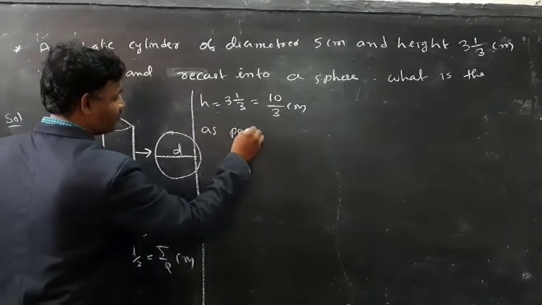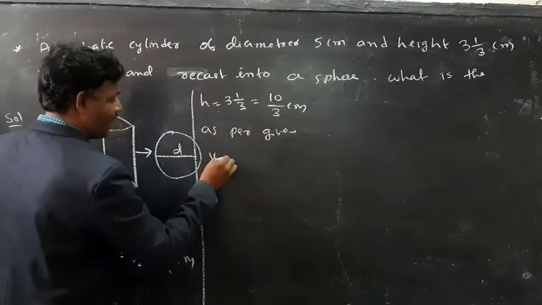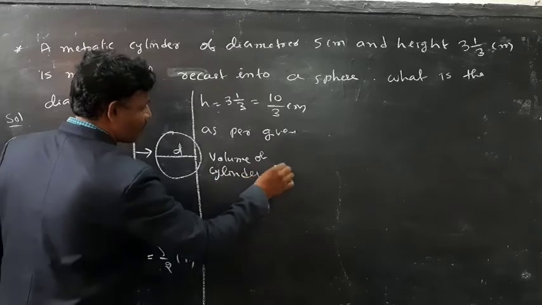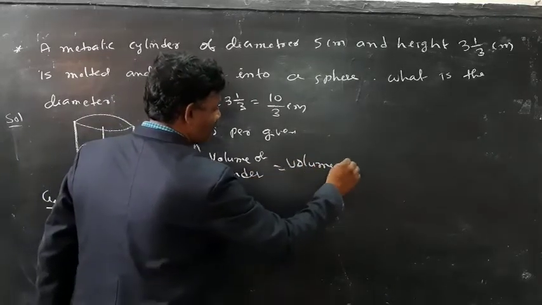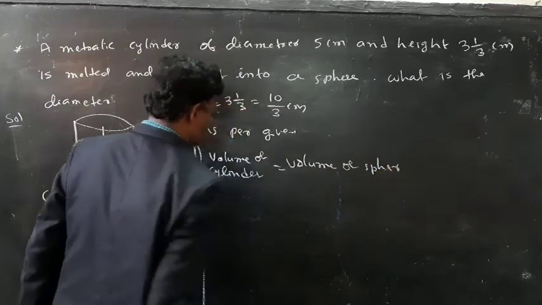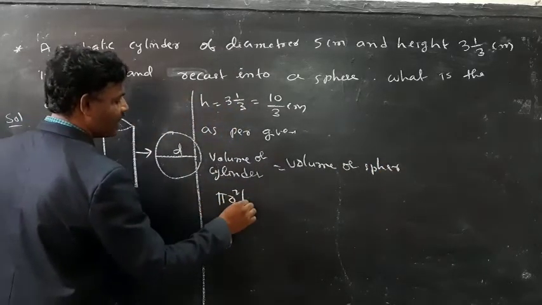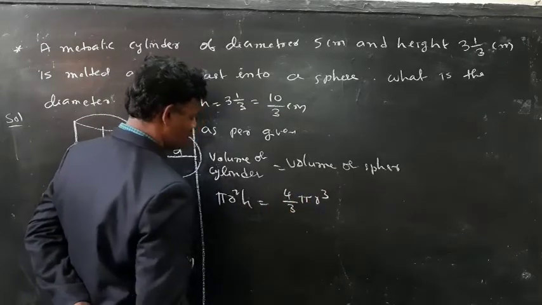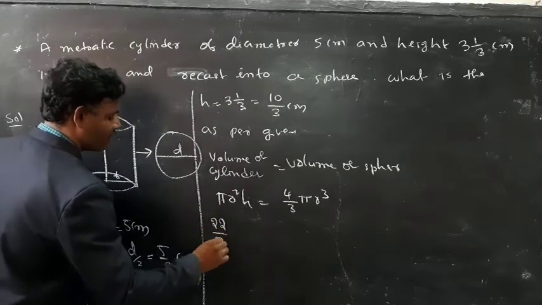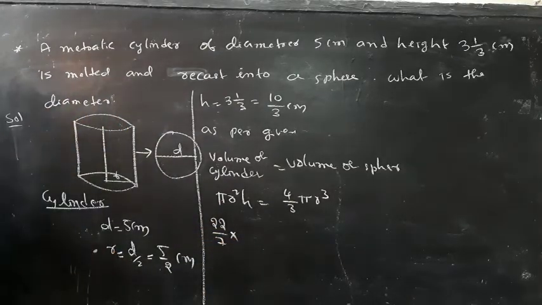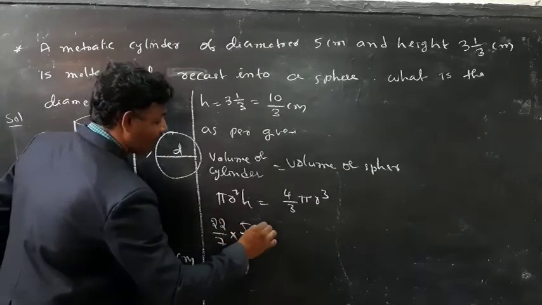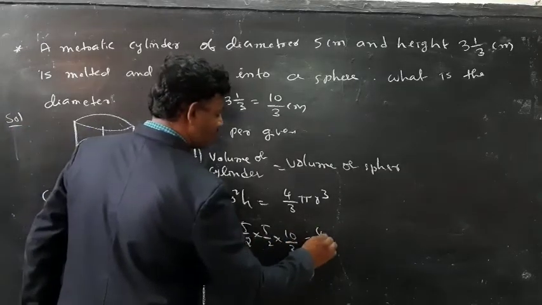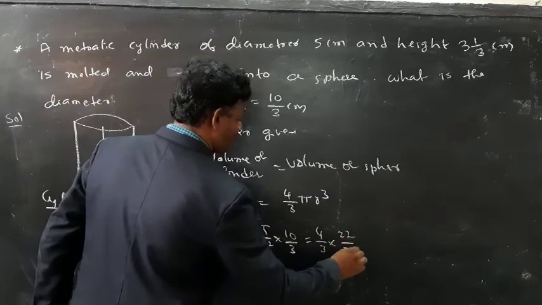As per the given, volume of cylinder equals volume of sphere. What is the formula here? Pi r square h is equal to 4 by 3 pi r cube. So pi means 22 by 7, into the radius of the cylinder, 5 by 2, into 5 by 2, into height, which is 10 by 3, is equal to 4 by 3 into 22 by 7 into r cube.